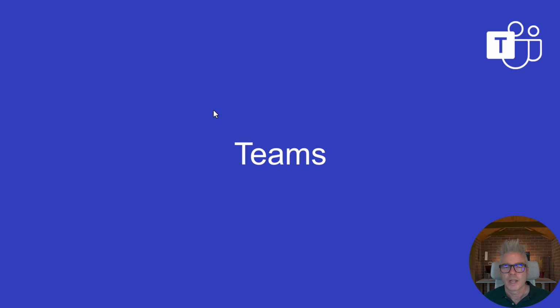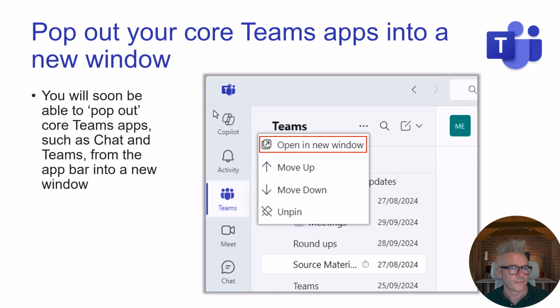Okay, let's see what's new in Microsoft Teams for this month. Pop out your core Teams apps into a new window. I really like this, because how often are you working on something in Teams or the calendar, and you have to pop something else open, and then you have to find your way back to where you were. Imagine that you can just right click on the app in the app bar and open it in a new window. So you can pop them out, especially if you've got multiple screens. How helpful is that going to be?